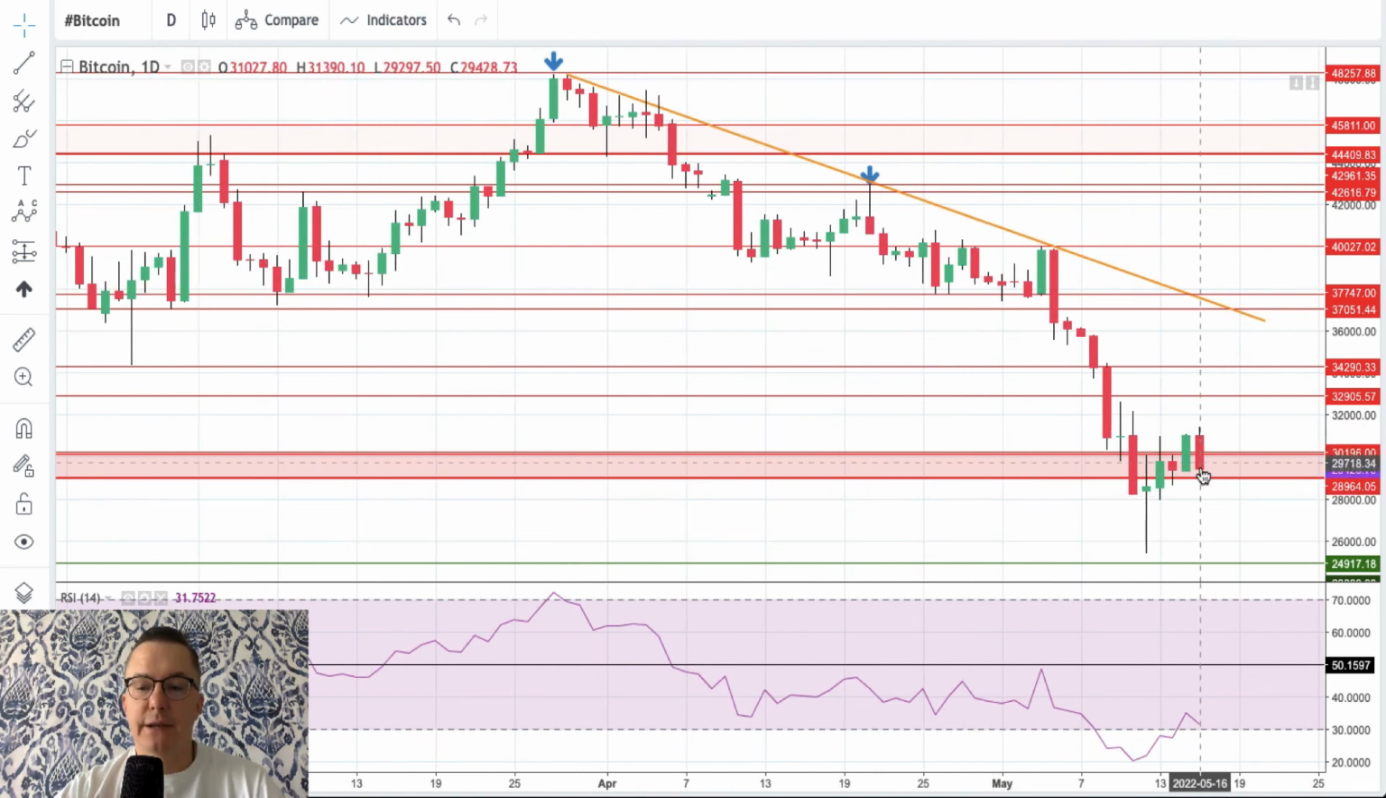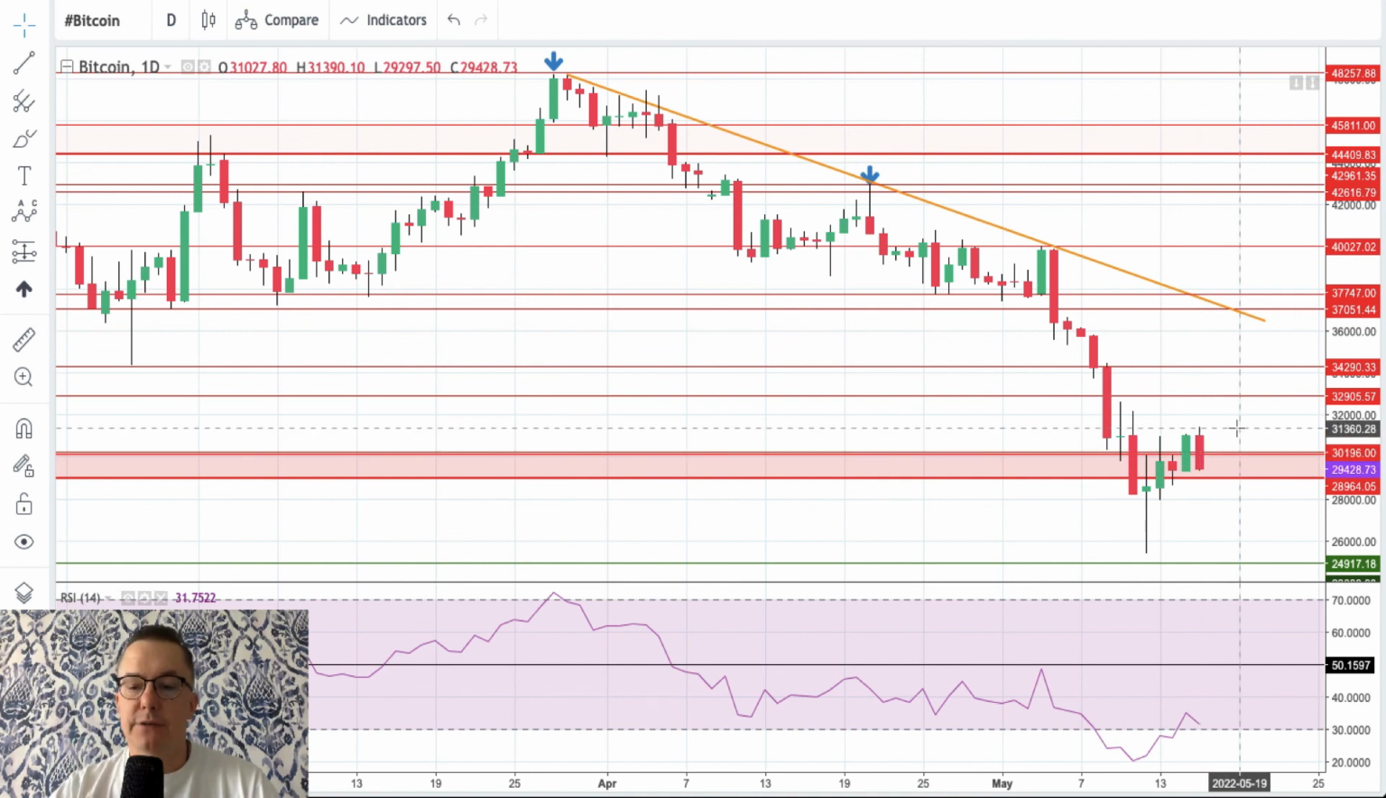Very negative sign here. It looks like a bearish engulfing. However, this is a daily time frame chart, so this candle has not yet been closed. Breakout above the supply zone, okay, but above 30,196. However, the local high was 31,390, so not that much for Bitcoin.